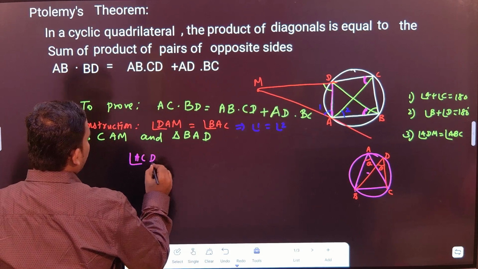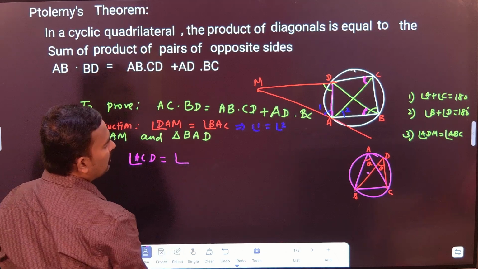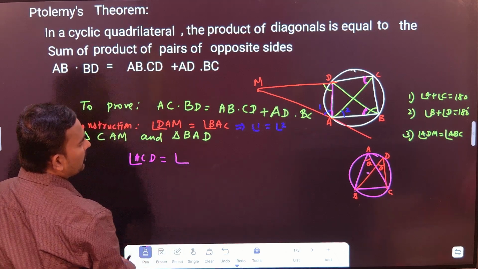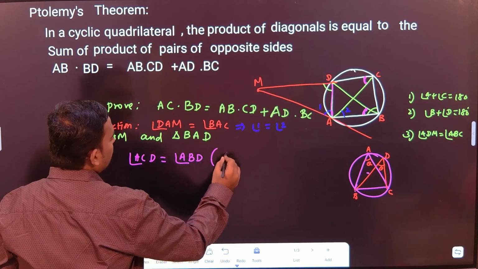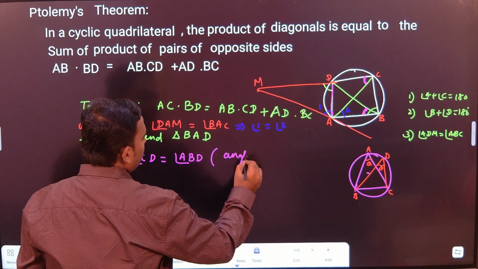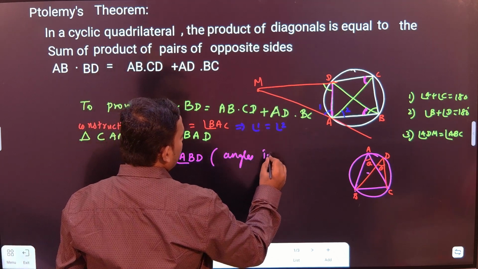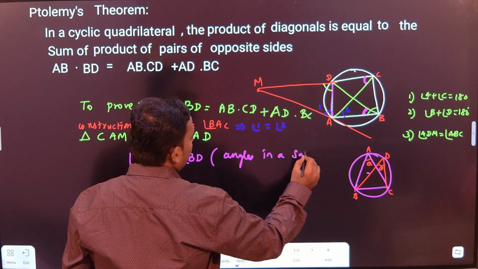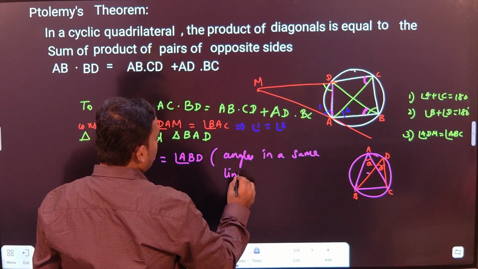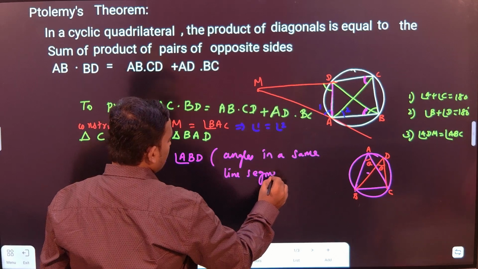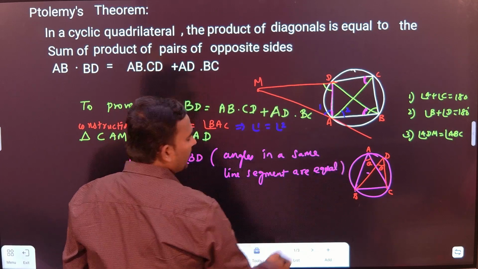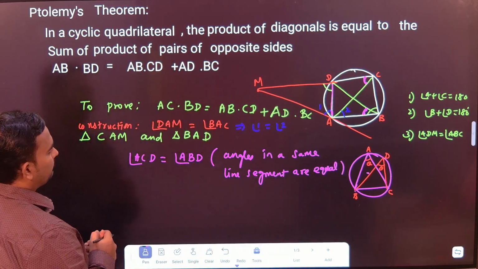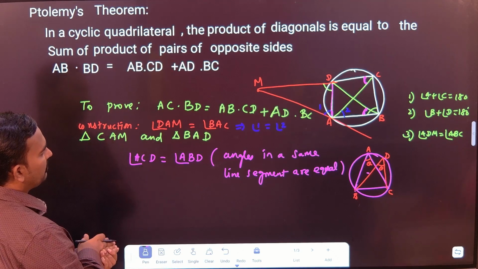ACD is equal to angle ABD, you can take. ABD. So angle in the same line segment are equal. Clear? Okay. So first observation we done.